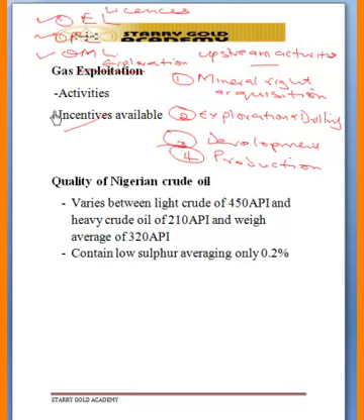Incentives available to the gas industry. So if it comes to gas utilization, what are the incentives we'll be looking at? For gas utilization, the second aspect of the gas industry, which involves the marketing and distribution of gas for domestic and industrial use, such as power generation.